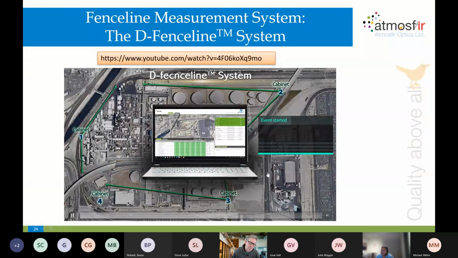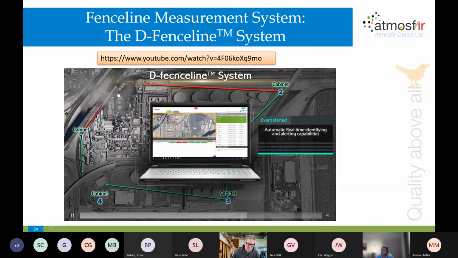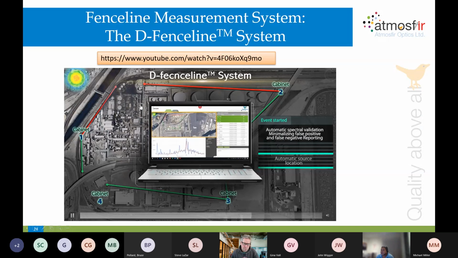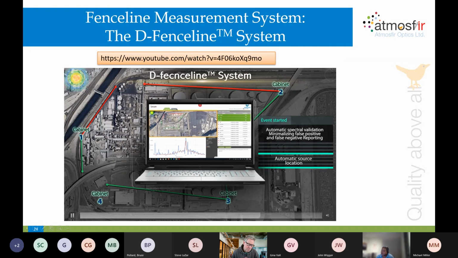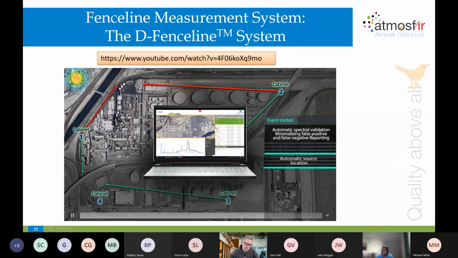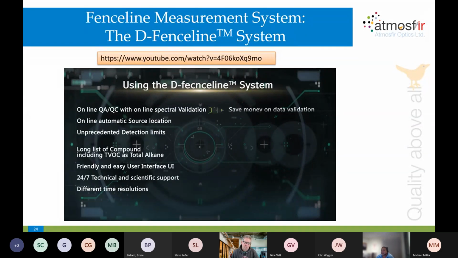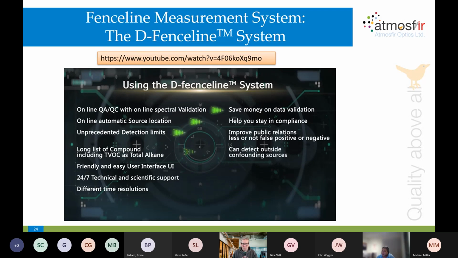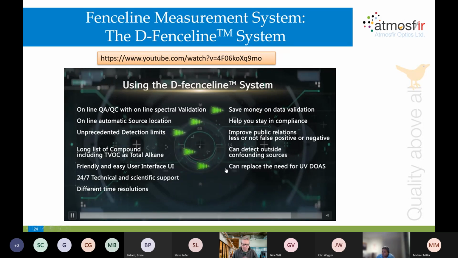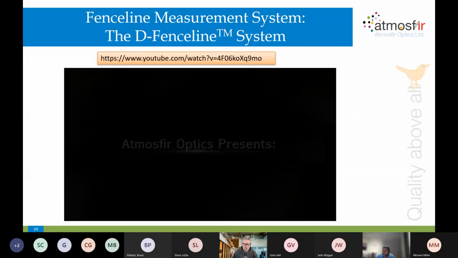What you see here is our system, and actually the emission most of the time, or some of the time, comes out of the refinery. The system can identify the compound and can tell you where the source is. If it's coming from your area, you can go and fix it. And if it's not due to you, then you can tell: yes, there is an emission, but it's not coming from here. Let's continue.